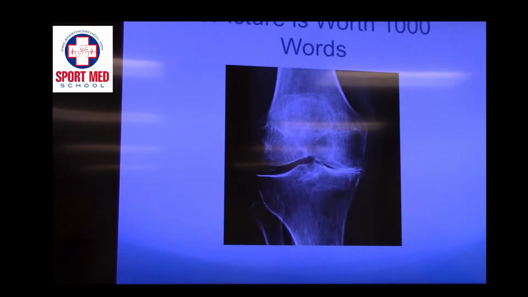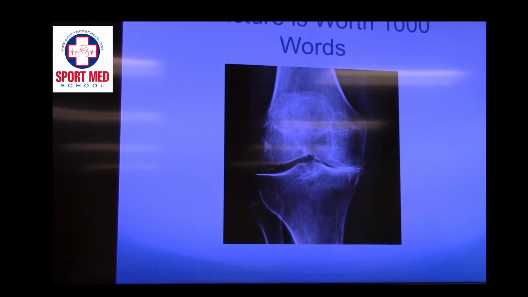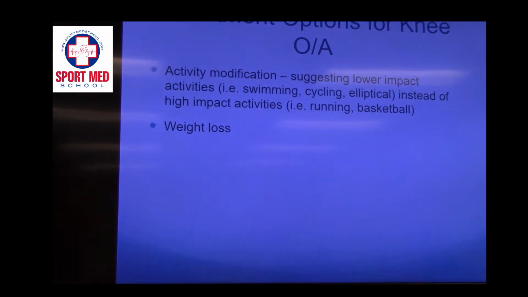And then here's an X-ray image of some bad osteoarthritis. You can see the evidence of the joint space narrowing, the osteophyte formation, and the subchondral sclerosis there. In terms of treatment options that we have for osteoarthritis, I kind of organized them from least invasive to most invasive.